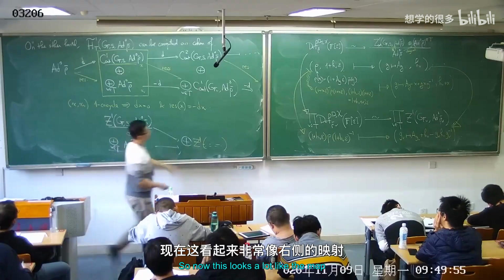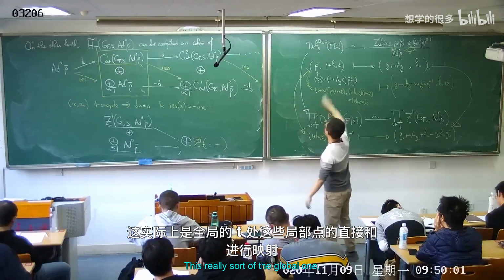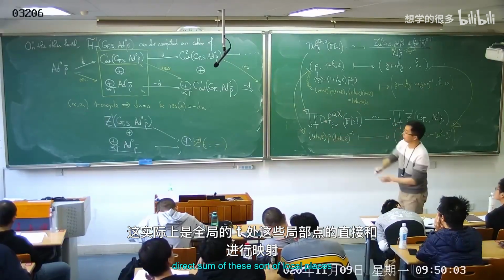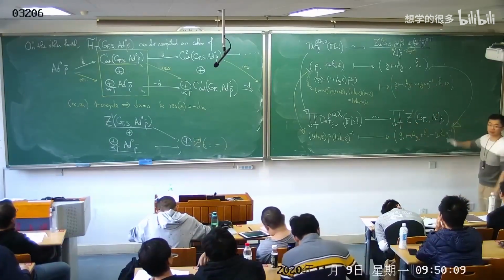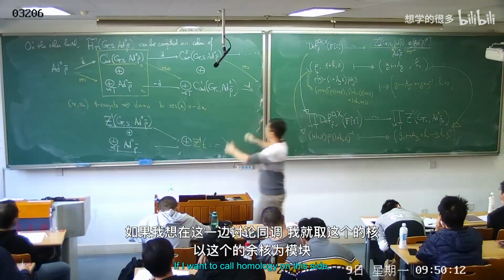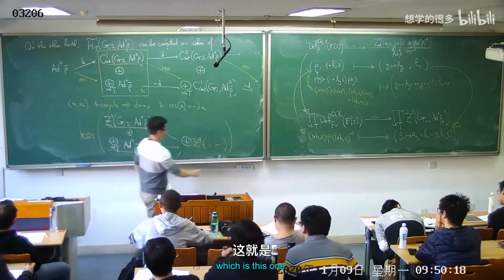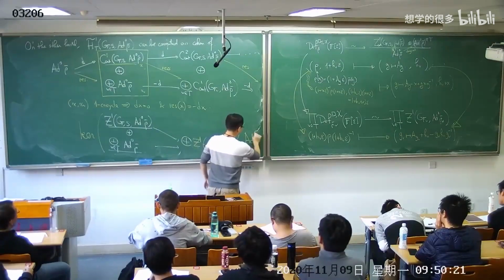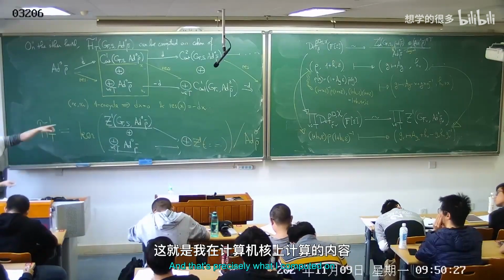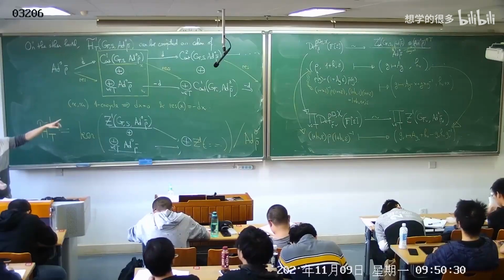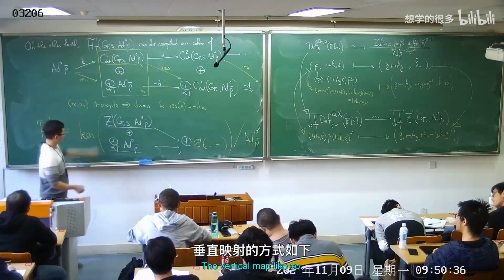So now this looks a lot like the map we have on the right-hand side, the vertical map. That's really Z1 of the global one, direct sum of these local places at T, mapping to this local direct sum of these Z1s. If I want to take cohomology on this side, I'm taking the kernel of this one, modulo the co-kernel, which is this one. So this is my H tilde 1T. And that's precisely what I computed on the kernel. This is the same map as what we have on the right board, the vertical map like so.